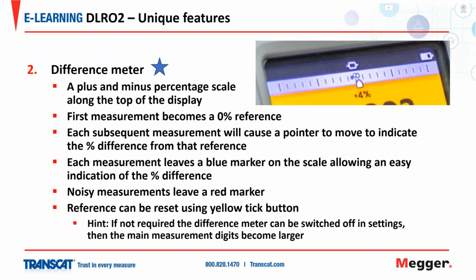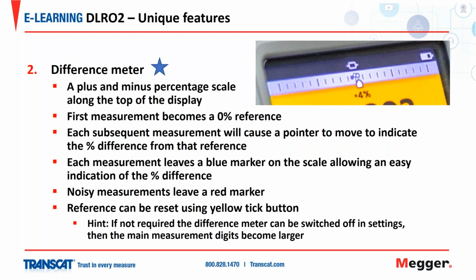The difference meter. So this is a plus and minus percentage scale that shows at the top of the display. So the first measurement you would take becomes a 0% reference, and then each measurement you take after that will cause a pointer to move, and that'll indicate the percent of difference from that reference.